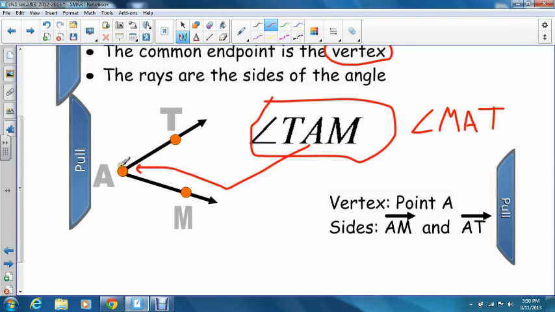Another way I can name it, I could also say that this is angle A. That doesn't always work all the time. There's only one possible angle that we could have, and that's this one right here. So I could say it's just angle A because A is the vertex. If I drew some other lines off of here and there could be 4 or 5 possible angle A's, then we wouldn't use this way. But it is a way that we can name it.